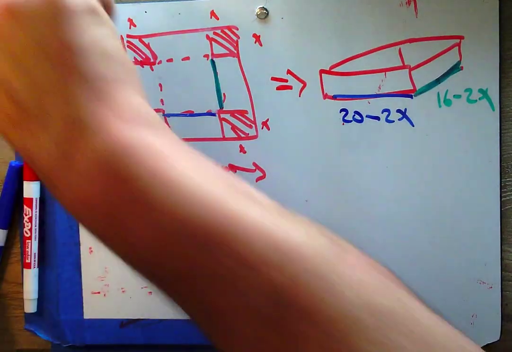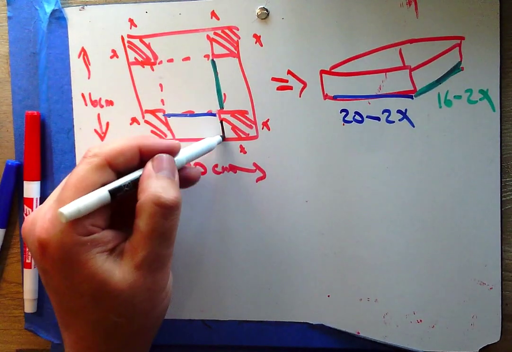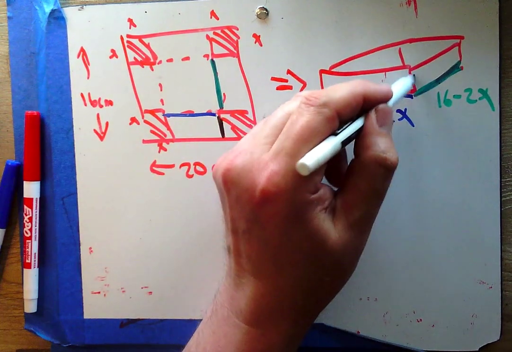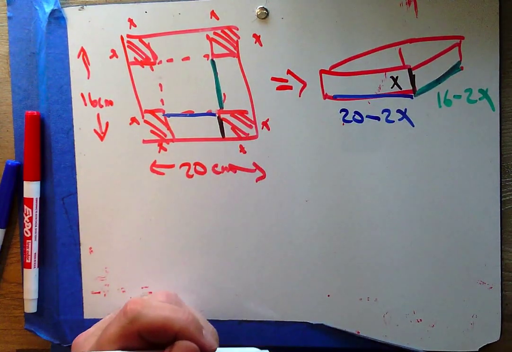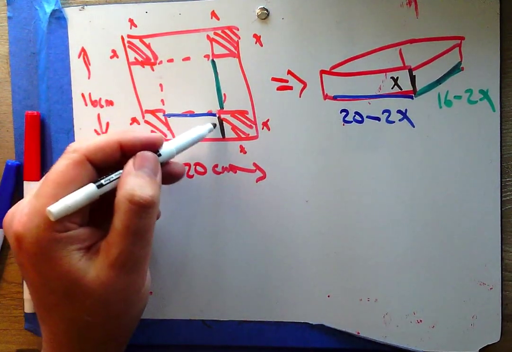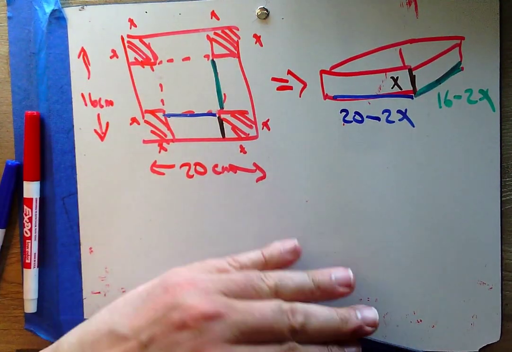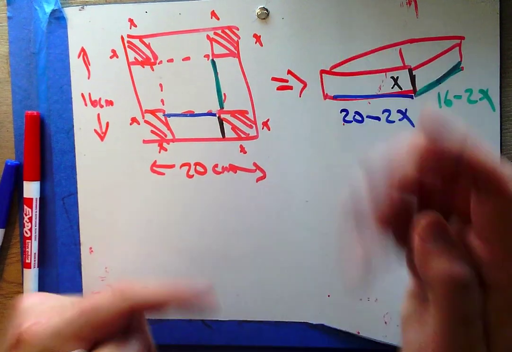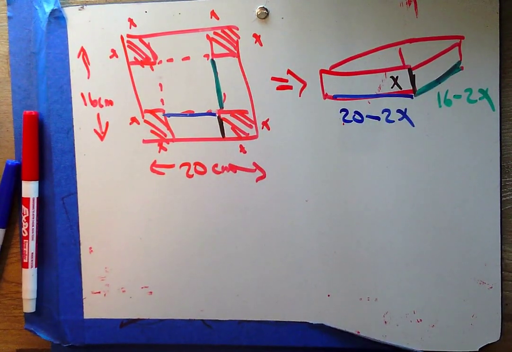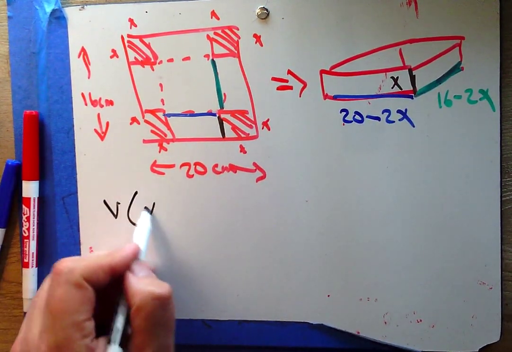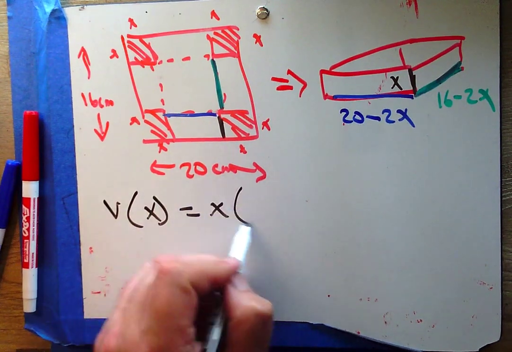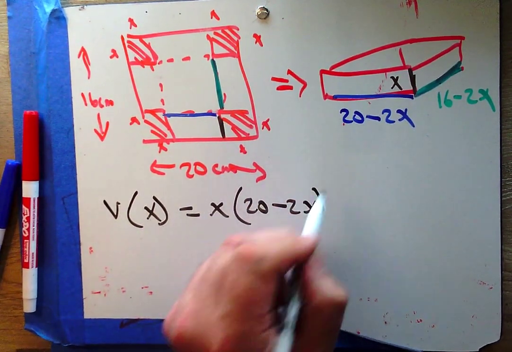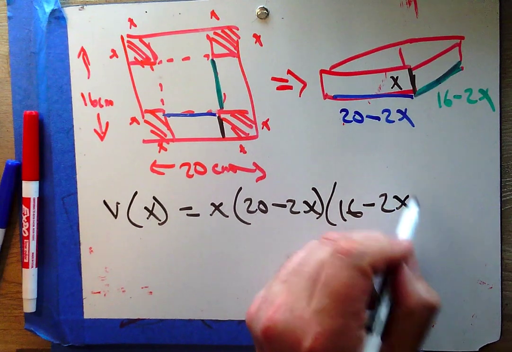And then finally, this is x. This height is x. When we fold up this flap, we lift it up, and they meet to make that height of x. So V(x) equals x times (20 minus 2x) times (16 minus 2x).